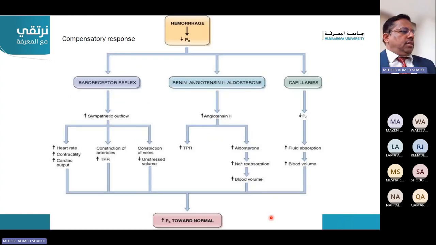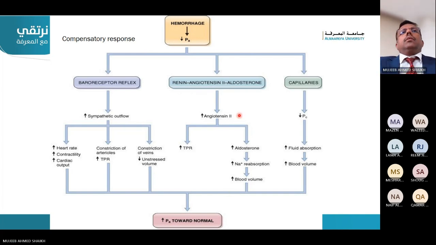So this diagram tells you that in all these types of shock, whenever the body is suffering from shock, the body itself will try to overcome this shock.